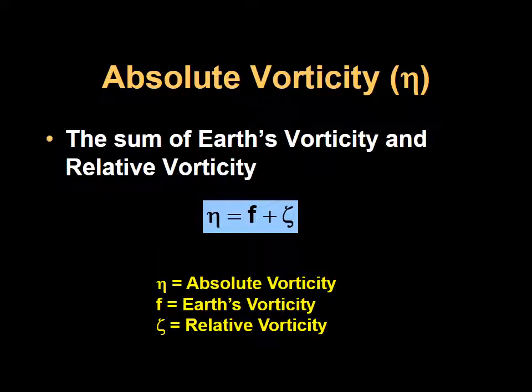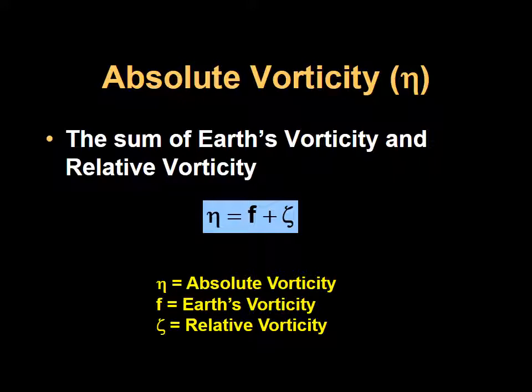So we're going to define a new type of vorticity, and we're going to call it absolute vorticity. I'm not sure why they call it absolute vorticity. They probably should have called it total vorticity or something like that. But it's simply the sum of the Earth's vorticity and also the relative vorticity.